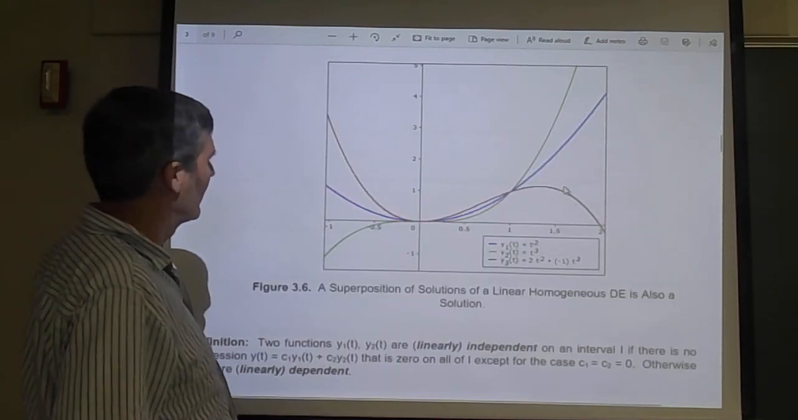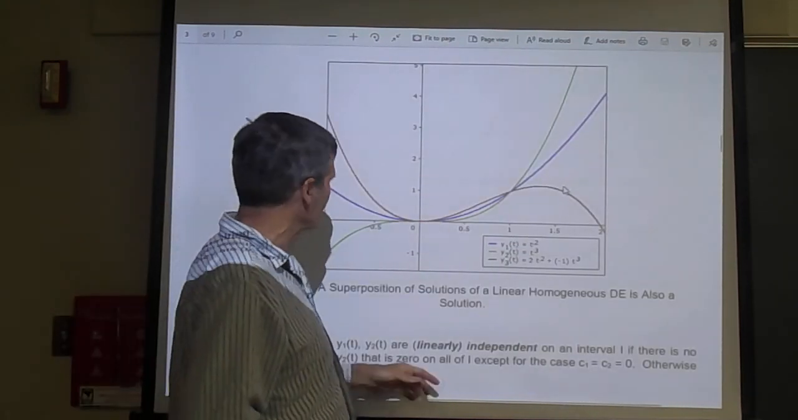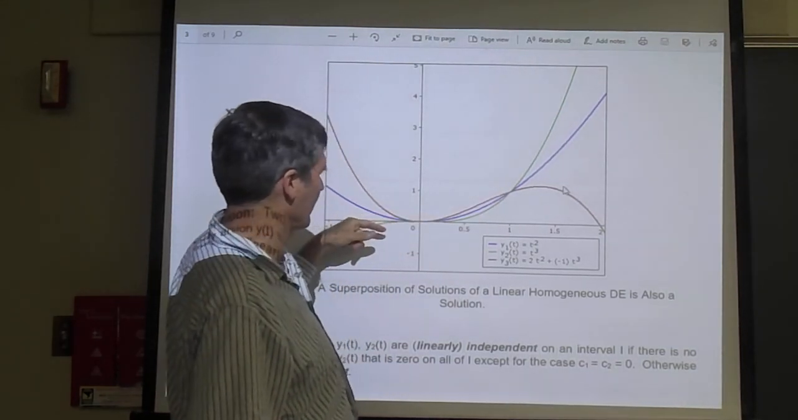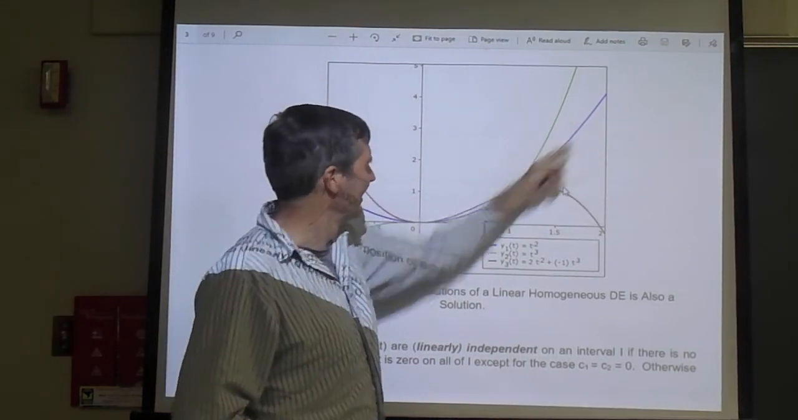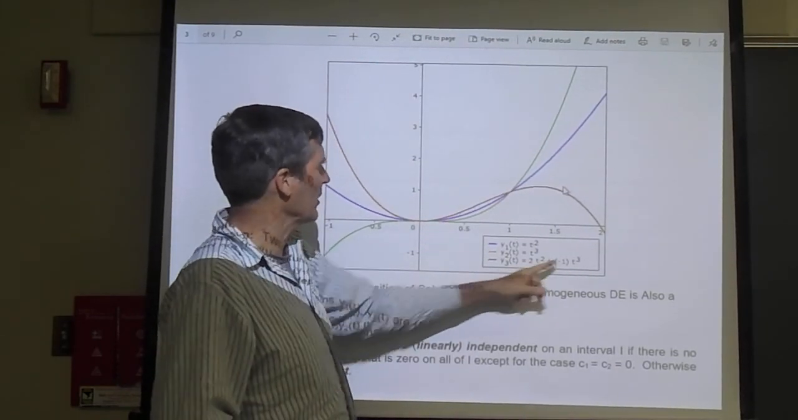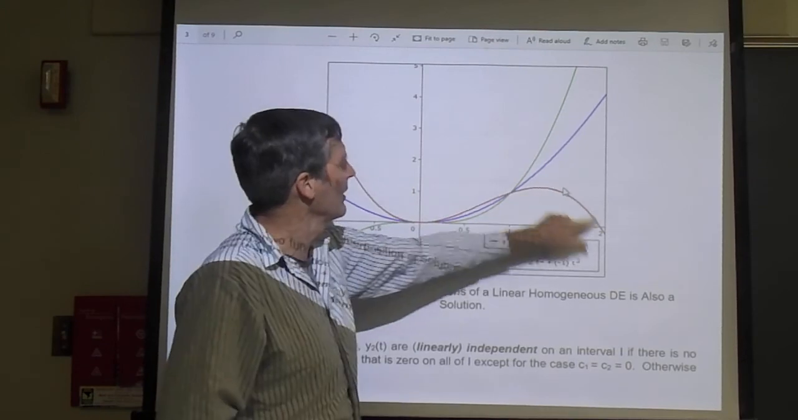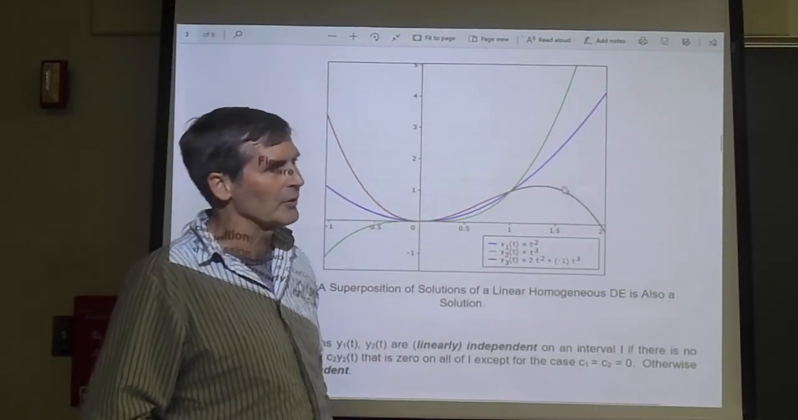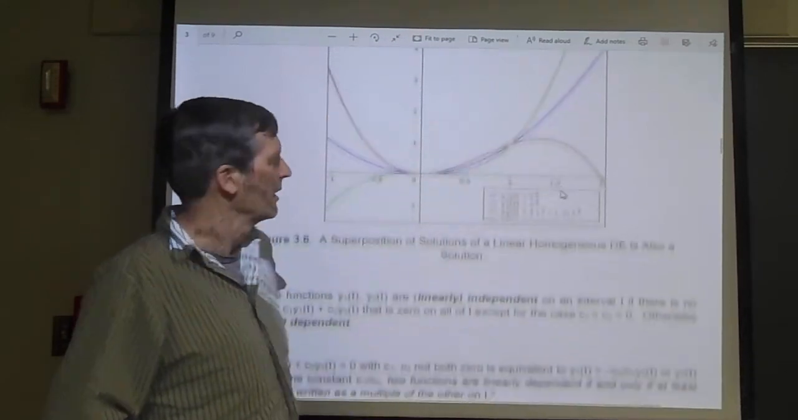Now, here's their graph. So you have the graph of t squared. Oops, t squared is the blue one. And you have the graph of t cubed. And then this is 2t squared minus t cubed is the other one. And it's automatically a solution because that's what we call a superposition of these two, or a linear combination of two functions.